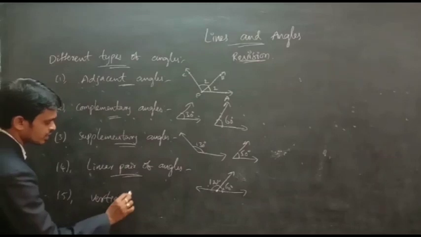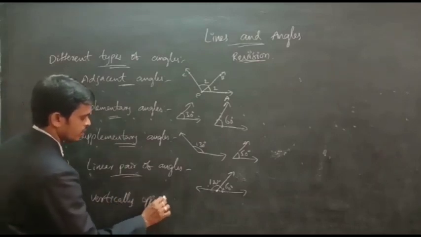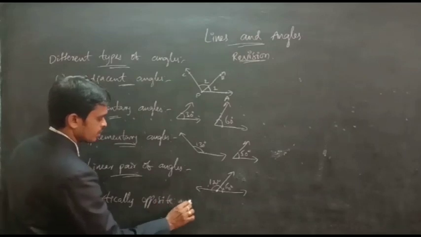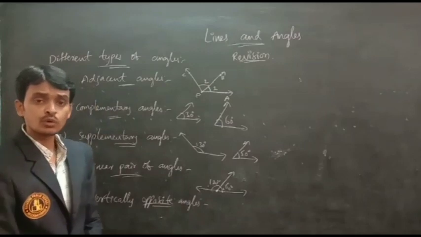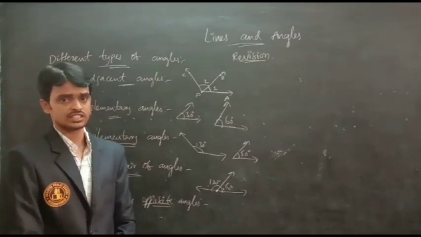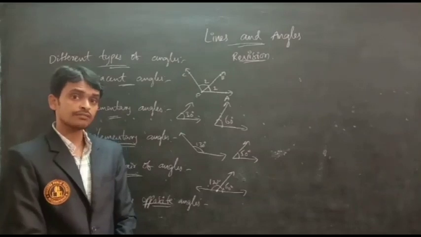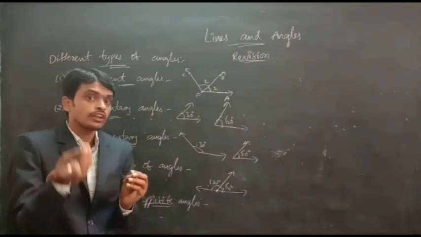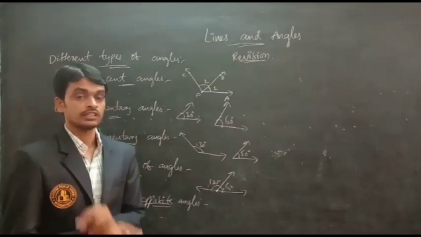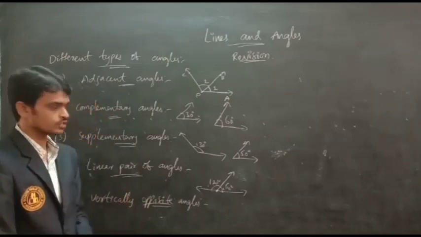Next, fifth one, vertically opposite angles. If two lines intersect each other, then the angles formed opposite to each other at the point of intersection are called vertically opposite angles.